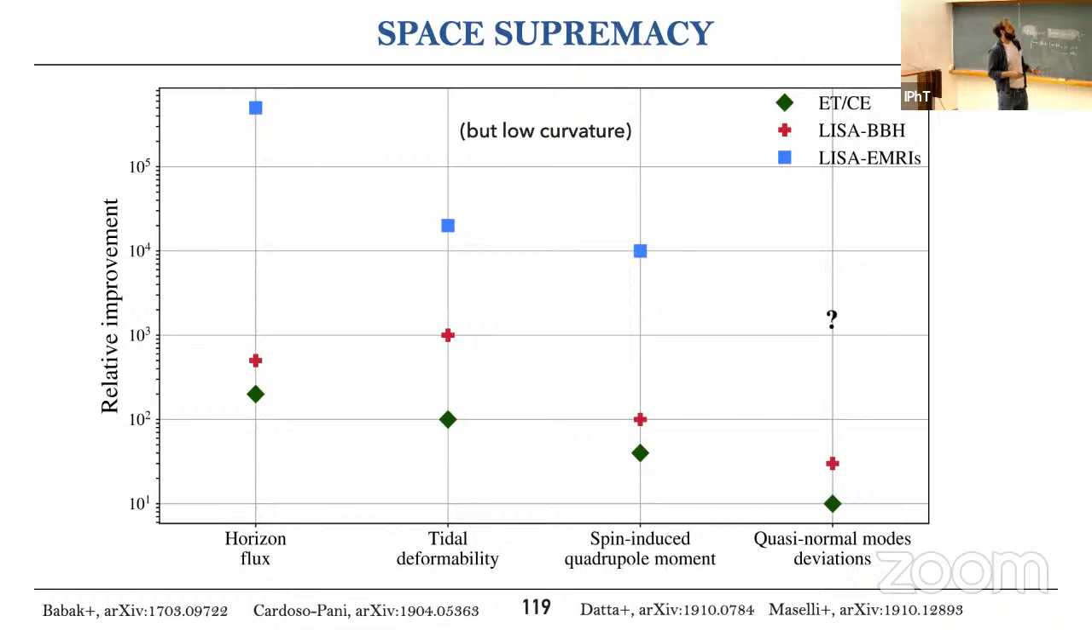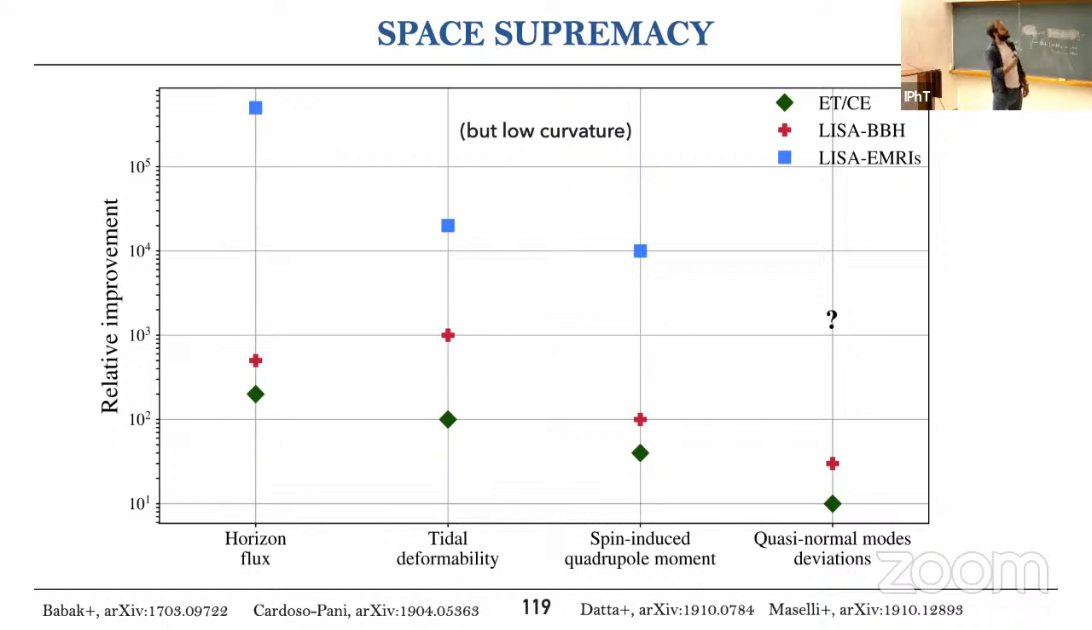I think there is a case to be made that for many interesting measurements, there is just space supremacy. So if you look at LISA measurements, here I'm plotting the relative improvement compared to what we measure now for four key observables: the horizon flux, which is very interesting, right? So how much of these gravitational waves is going into the black hole, the tidal deformability, the spin-induced quadrupole moment, and the quasi-normal modes deviation. For Einstein Telescope, you're going to get a factor of 10, maybe 100 for all these key quantities, which is very important, right? But for LISA, you're going to improve all of this if you look at supermassive black holes.